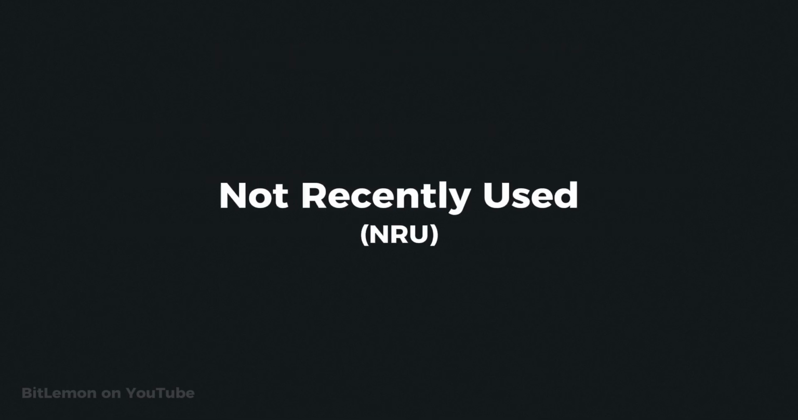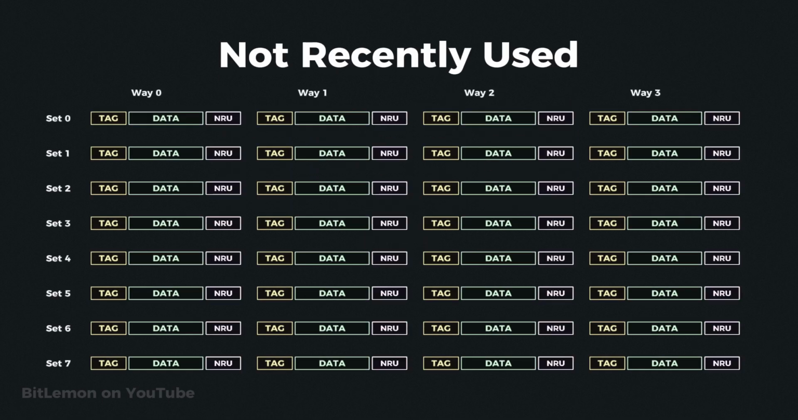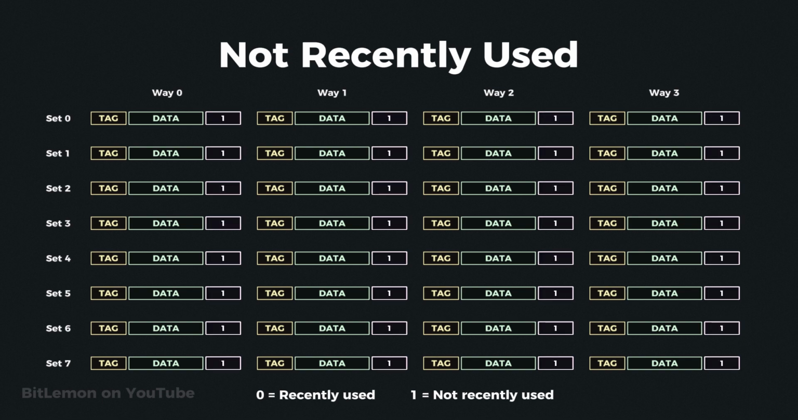In the not recently used algorithm, each cache line has a single bit that indicates whether it has been used recently. A bit set to 0 means the associated cache line was recently used, while a bit set to 1 means the cache line was not recently used. Initially, all NRU bits are set to 1, indicating that the lines have not been recently used. When a cache line is accessed, its NRU bit is set to 0, marking it as recently used. When a cache miss occurs, the system looks for the first cache line with its bit still set to 1, replaces it, and flips its NRU bit to 0 to mark it as recently used.